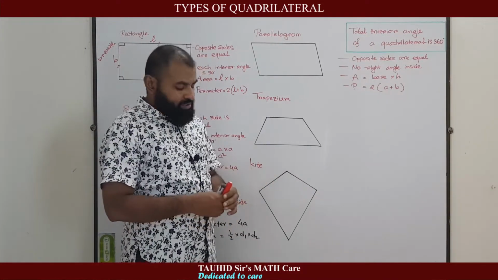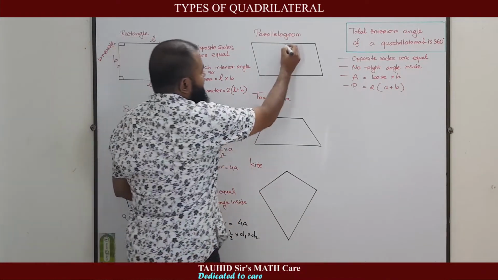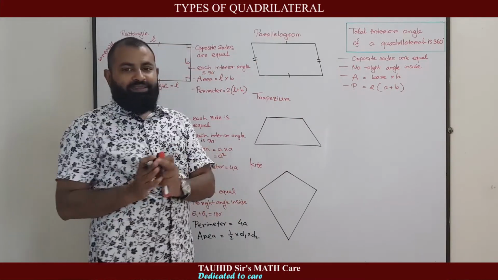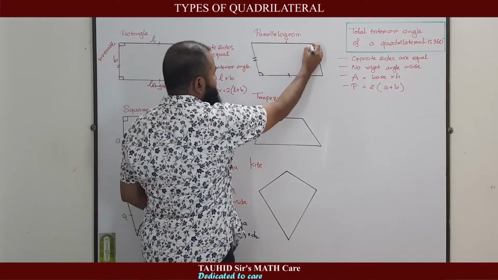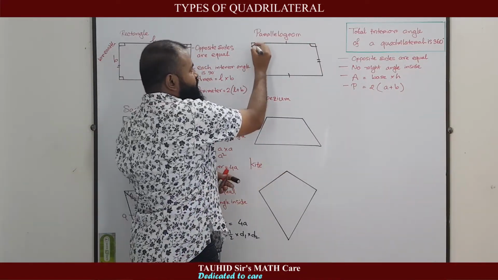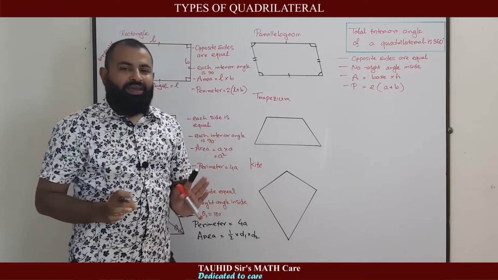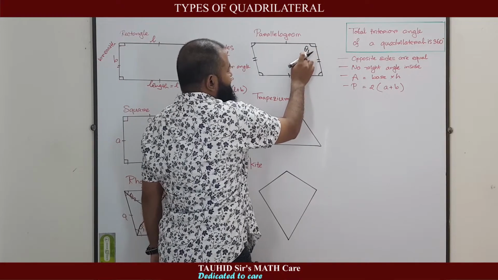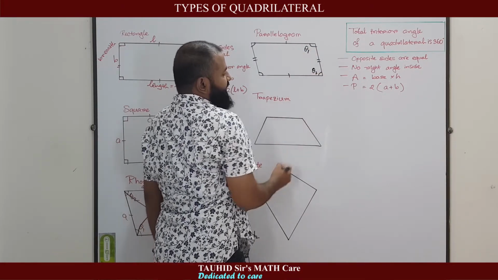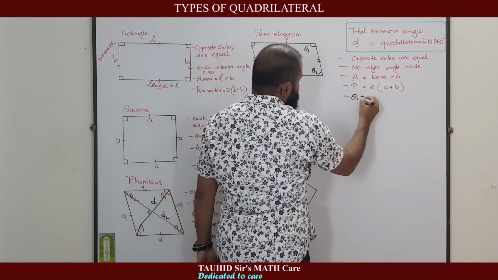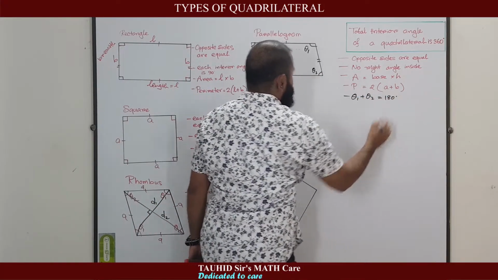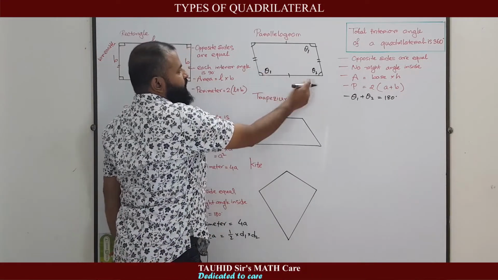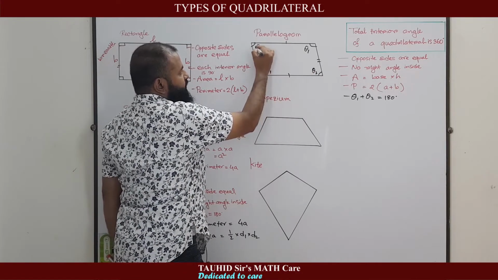Now parallelogram. Each opposite side of a parallelogram is equal. This side equals this side, and this side equals this side. And no right angle inside. This angle is not 90 degrees, this angle is neither 90 degrees, this one not 90 degrees, this one not 90 degrees. No angle is 90 degrees. And adjacent angles are supplementary. If we call this angle theta 1 and this angle theta 2, theta 1 plus theta 2 will be 180 degrees. And the opposite angles are equal. If this one is theta 1, this will also be theta 1. If this is theta 2, this will also be theta 2.